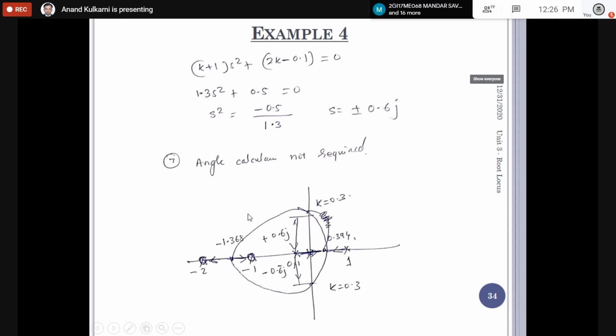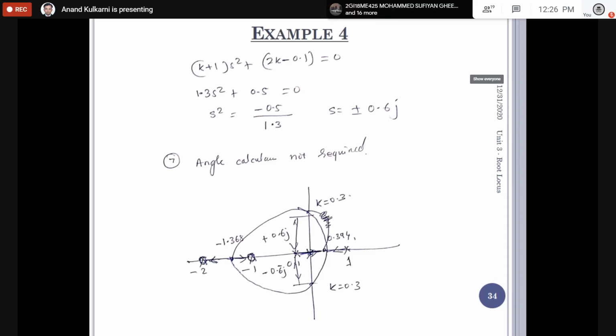So if the value of k is less than 0.3, the system is unstable. At 0.3, it is marginally stable. If the value of k is more than 0.3, it is stable. Is it clear? So here we have completed this particular chapter.